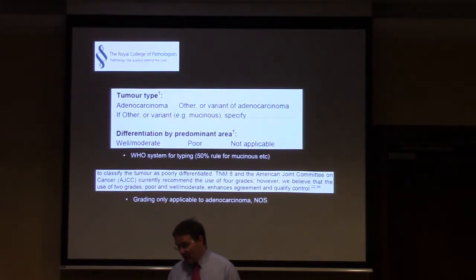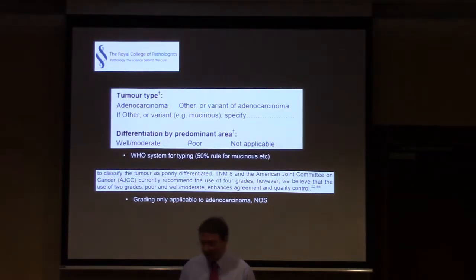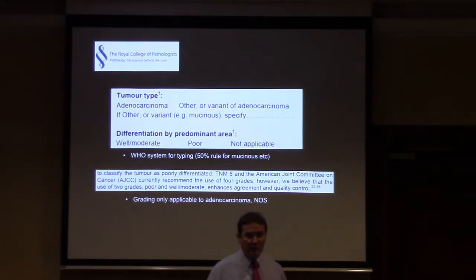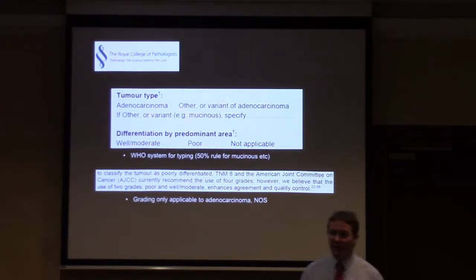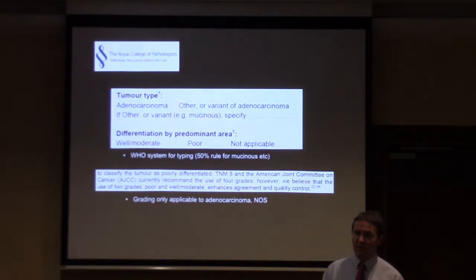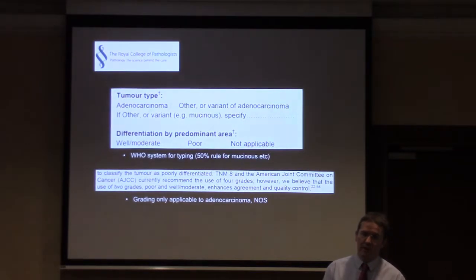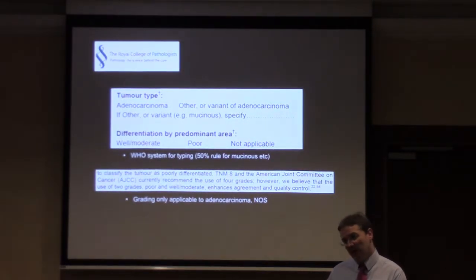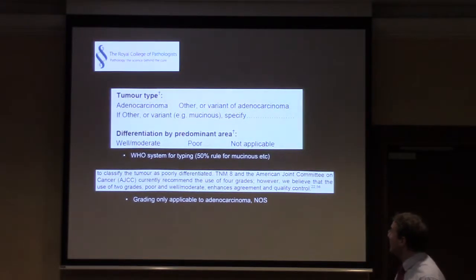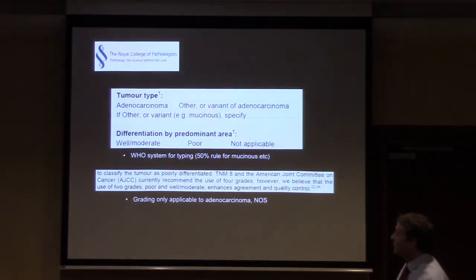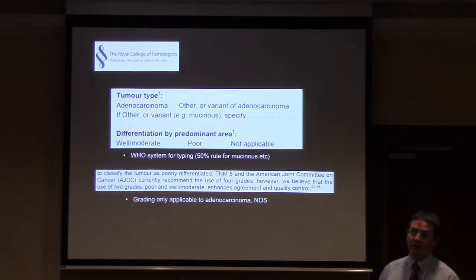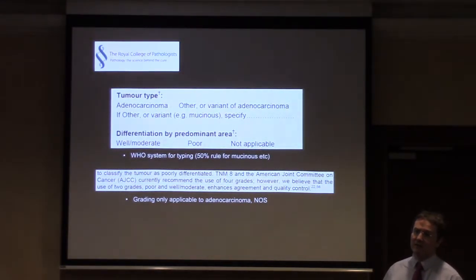We should note that we adopt a two-grade system for differentiation in our college data set as opposed to the 4-grade WHO. So basically for reproducibility, if we lump well and moderate together versus poor and very undifferentiated carcinoma, then we've got a system that I think has better reproducibility. But I would say the most important thing is when you call something poorly differentiated adenocarcinoma, I think that should trigger another test. Any ideas what I'm getting at?